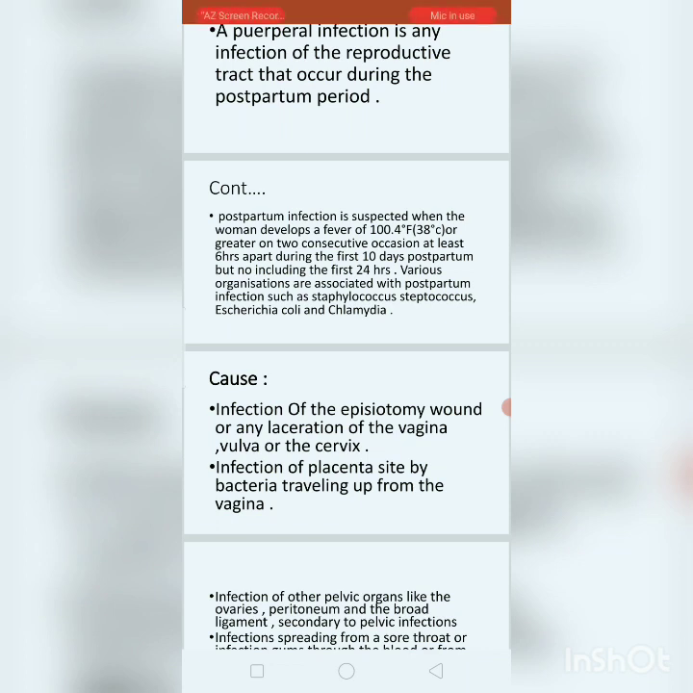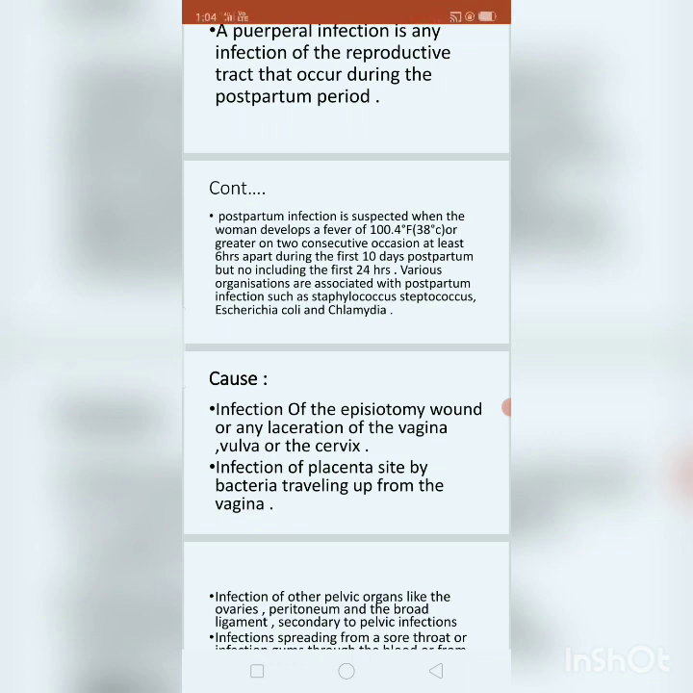Causes: infection of the episiotomy wound or any laceration of the vagina, vulva or cervix. First we have to know what episiotomy is. Later I will discuss episiotomy in detail. Episiotomy is a small incision made on the edges of the vaginal opening to make it larger and make it easier for the baby's head to be delivered.